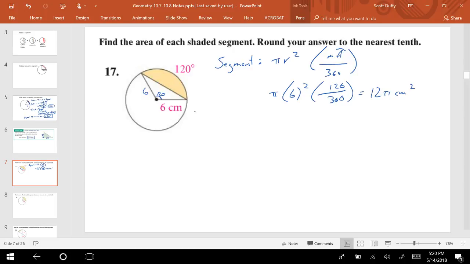Then let's find the area of that triangle, the unshaded triangle. Let's use that same formula, 1/2 times B times C times the sine of the angle. B and C are the two side lengths. You get 15.59.